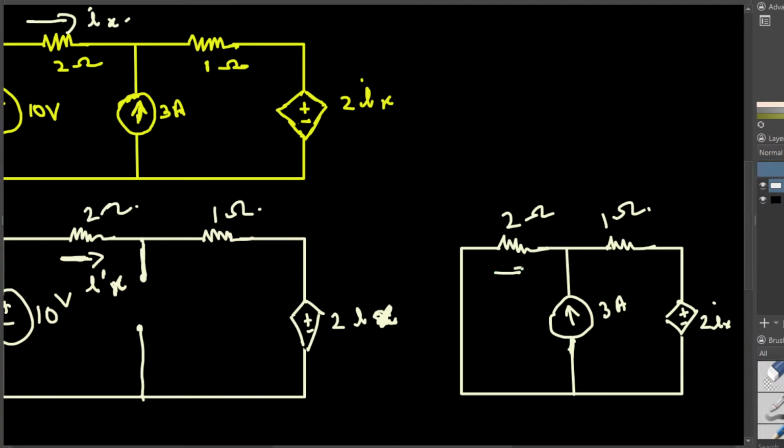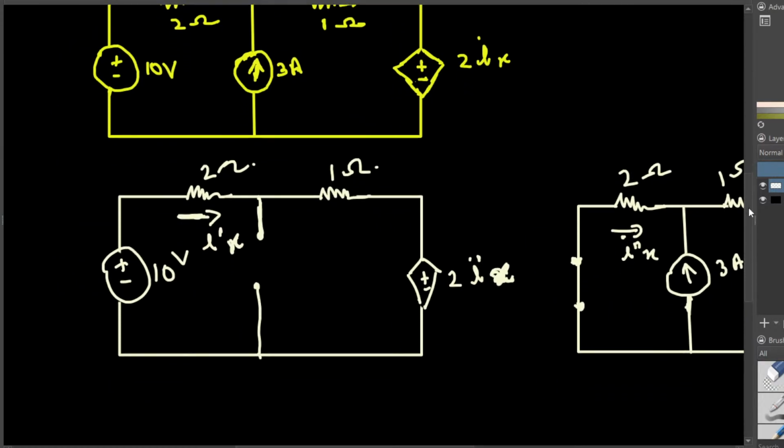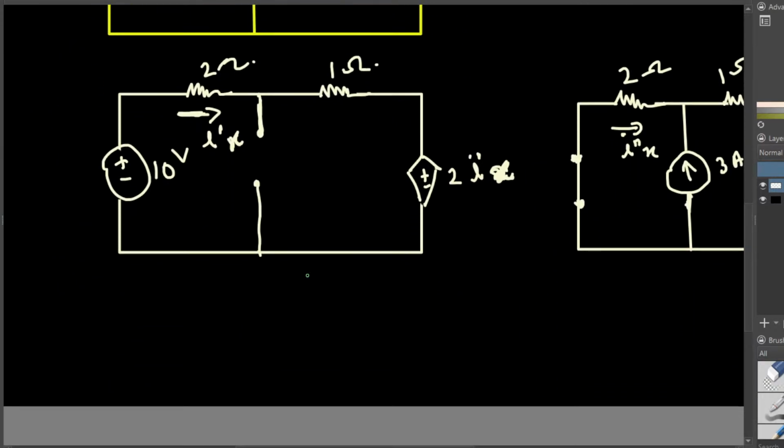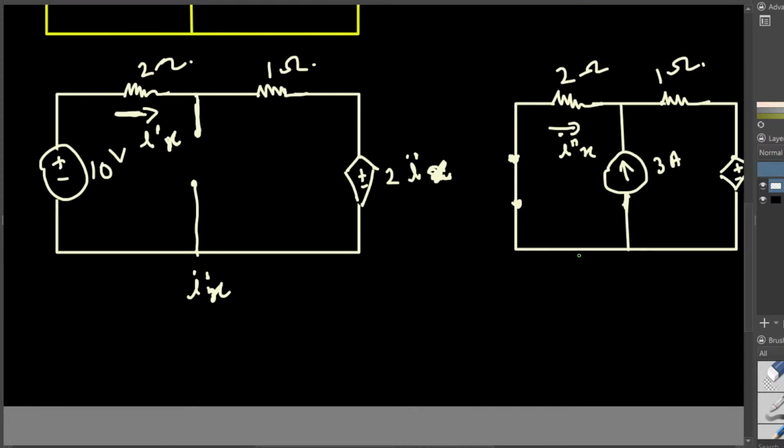And this one, let's put I double prime x for this, because this is not going to be similar to this current. So if this is 2ix, this is going to be 2i prime x, and this is going to be 2i double prime x. Okay, and this is a short circuit right here. We are interested in finding the current ix. So if I find the current I prime x here, and if I find this current I double prime x, and if I add them together, that's going to give me ix.